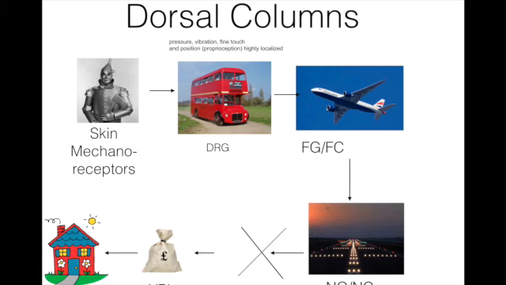Skin mechanoreceptors, or Tin Man, gets on the bus, dorsal root ganglion, gets on the plane, fasciculus gracilis, fasciculus cuneatus, below or above T6, nucleus gracilis, nucleus cuneatus, crosses in the medulla to the medial lemniscus, to the VPL of the thalamus, to the somatosensory cortex.